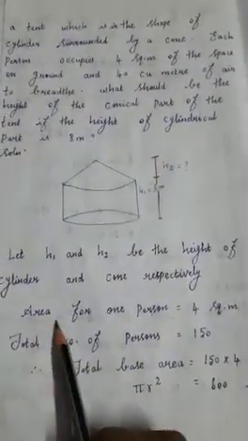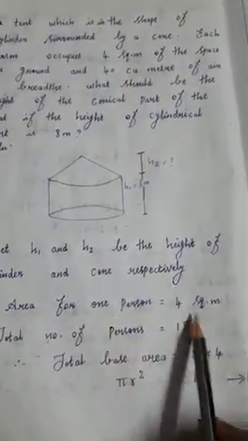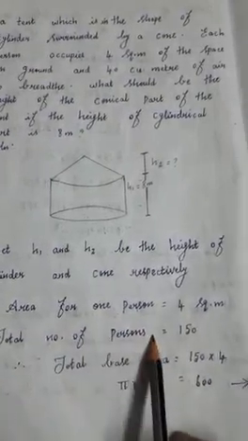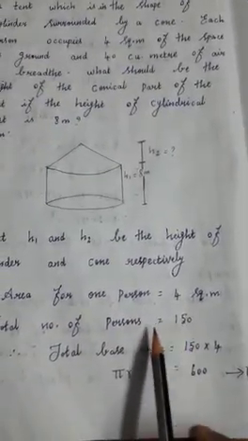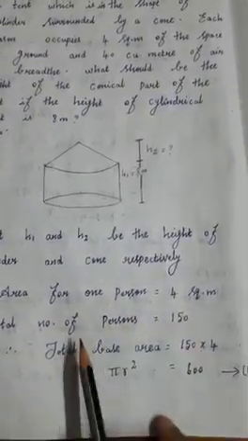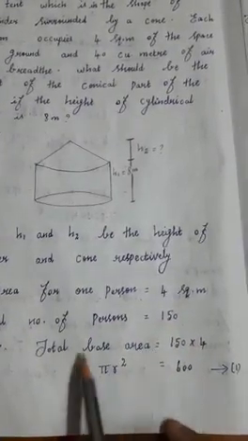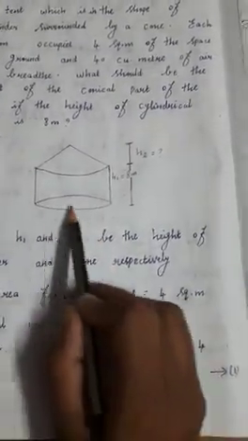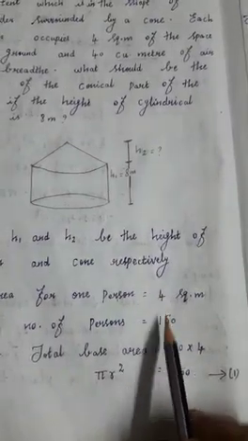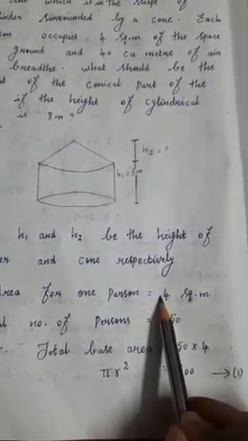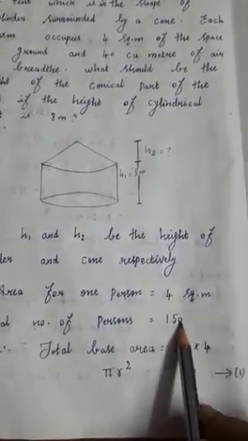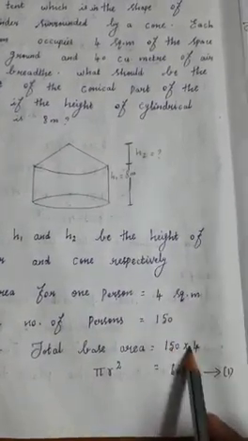Okay, so you have to write the area for one person, that is 4 square meters. Total number of persons, how much? 150. So total base area, base area means nothing but the circle part only. Here you have to multiply both. One person needs 4 square meters, so 150 persons need how much area? You have to multiply both.